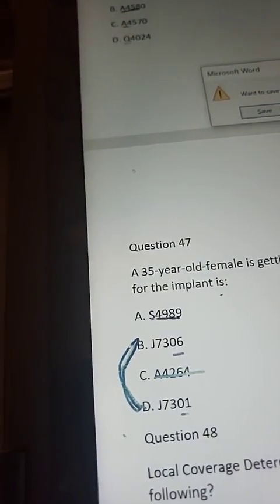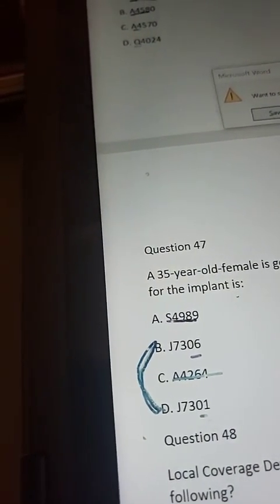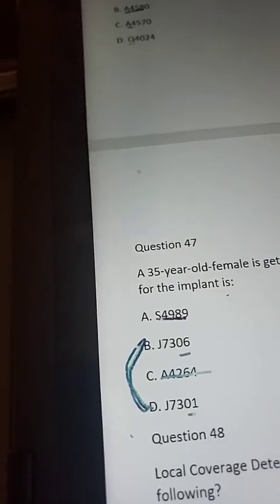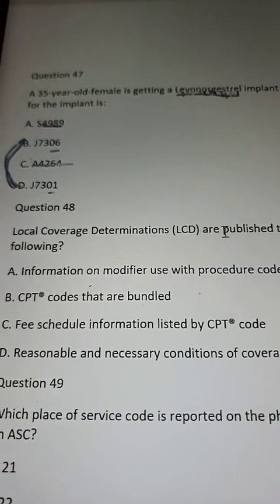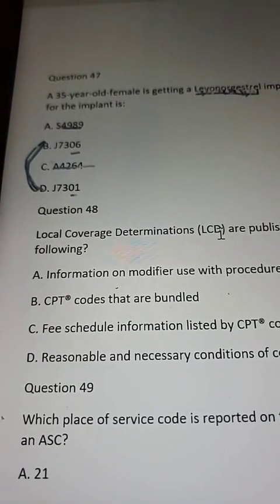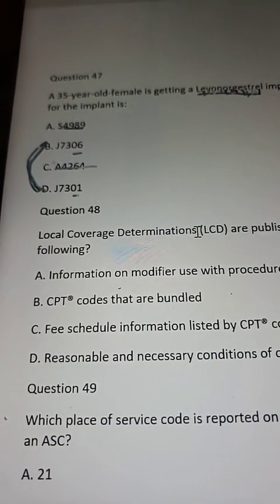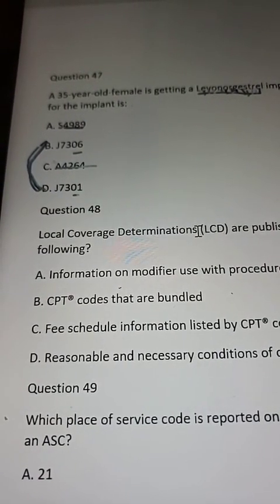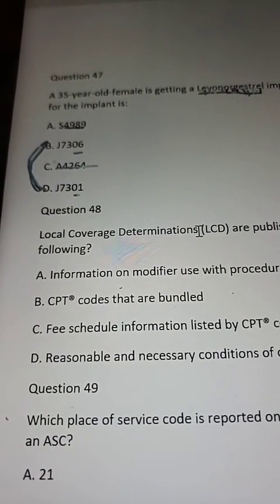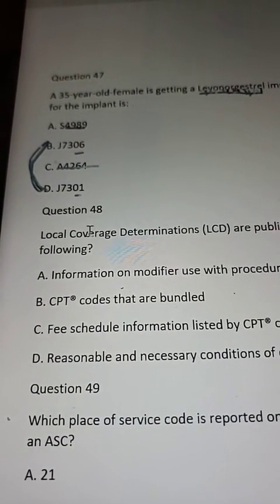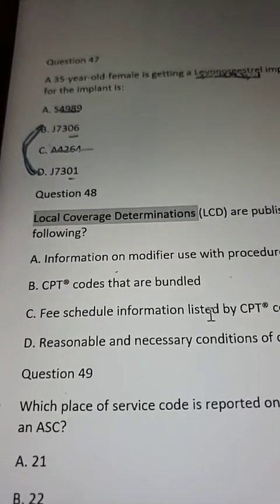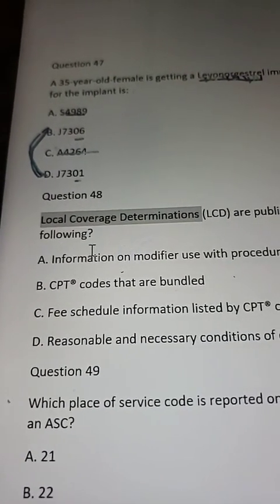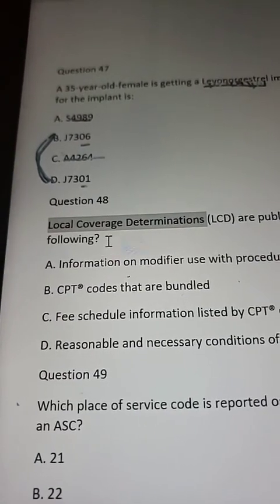This is the question about the local determination. The local determination coverage gets published after those other 2 companies go through it. The MAC and the NCD go through those guidelines, and then the local coverage gets passed down to the regions. So they may ask you some questions about that kind of stuff.